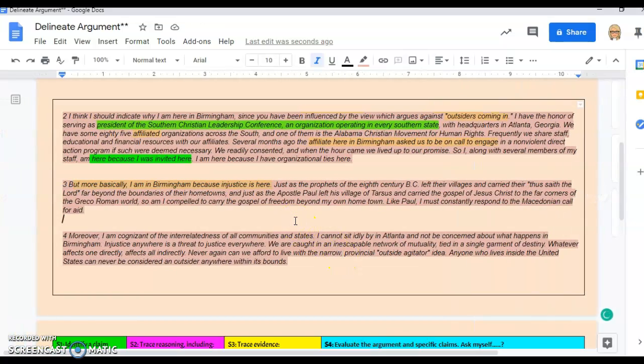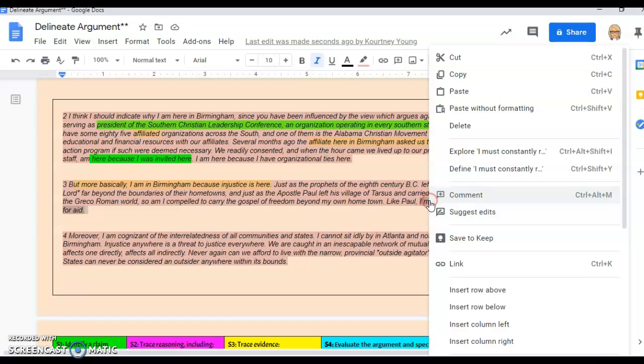"Just as the prophets of the 8th century BC left their villages and carried their 'Thus saith the Lord' far beyond the boundaries of their hometowns, and just as the Apostle Paul left his village of Tarsus and carried the gospel of Jesus Christ to the far corners of the Greco-Roman world, so am I compelled to carry the gospel of freedom beyond my own hometown. Like Paul, I must constantly respond to the Macedonian call for aid."